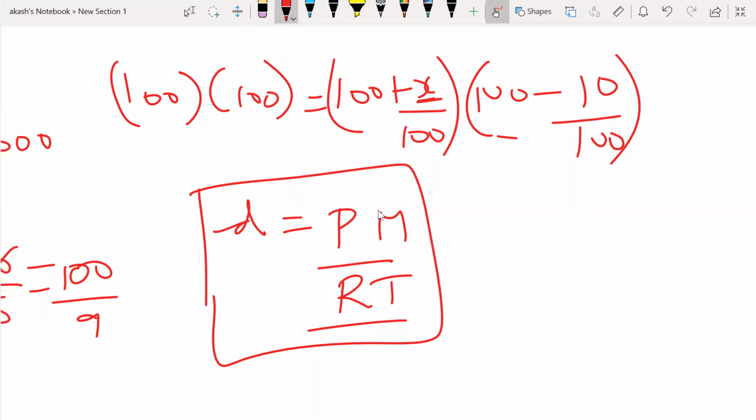Okay, so density is equal to PM by RT. This M is molar mass of the gas. Okay, molar mass of the gas. If it's oxygen, it means 32. Okay, not the given mass. It's not going to depend on the given mass. It's going to depend on the molecular mass of the gas. Okay.